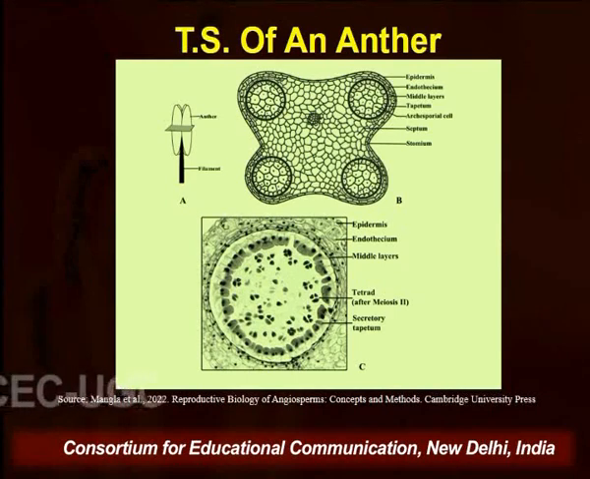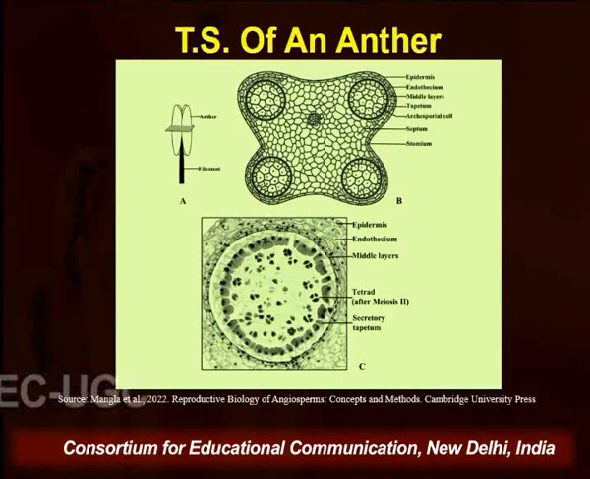These are the 4 microsporangia which harbor the spore mother cells, which will divide meiotically and give rise to the microspores and the pollen grains. Right? And in the center, the darkly staining structure which you see is the connective, that is the point of attachment of the filament to the anther.